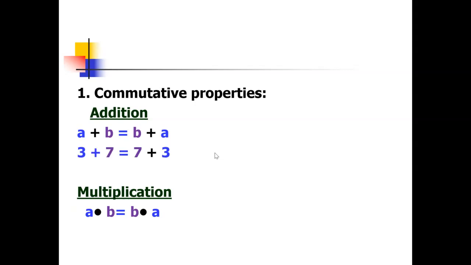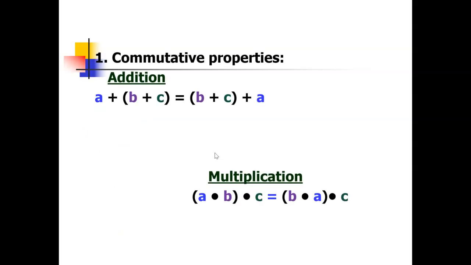Here's an example. If I add 3 plus 7 or if I add 7 plus 3, they both will result in 10. Similarly, if I multiply 4 times 5 or if I multiply 5 times 4, they both will result in 20, on both sides.